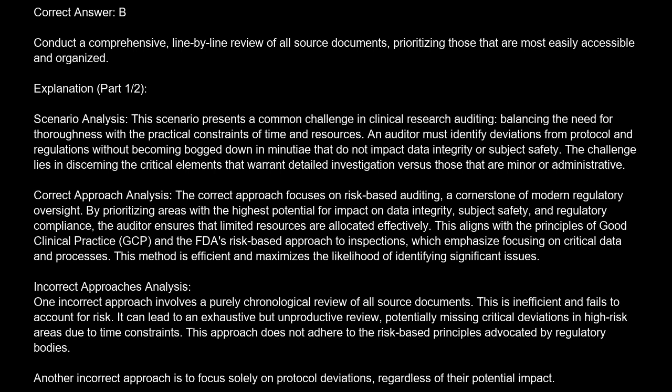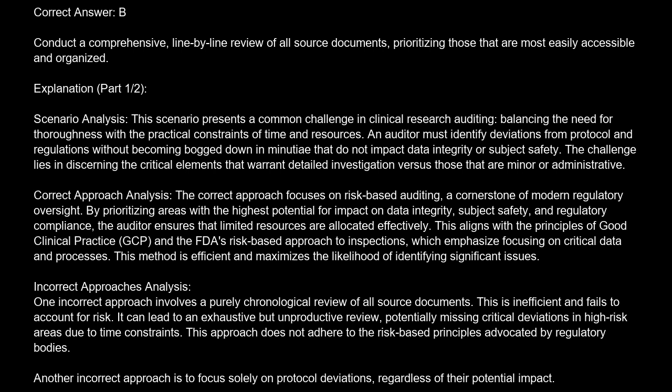An auditor must identify deviations from protocol and regulations without becoming bogged down in minutiae that do not impact data integrity or subject safety. The challenge lies in discerning the critical elements that warrant detailed investigation versus those that are minor or administrative.